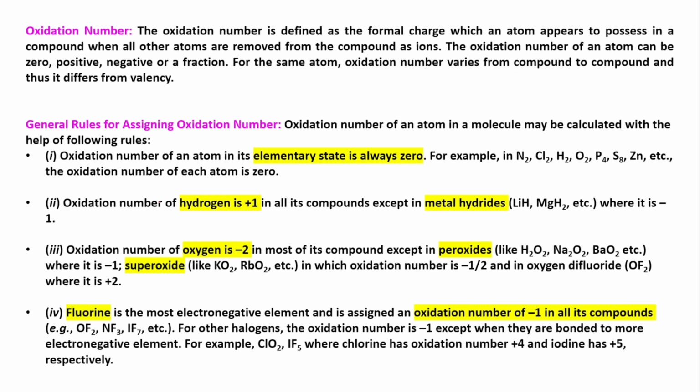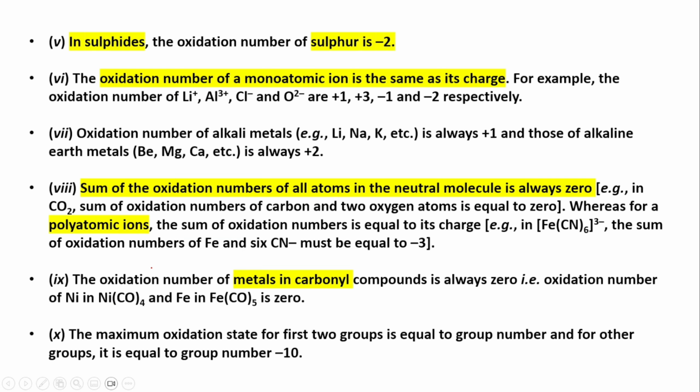Now, fluorine is the most electronegative element, so it is always assigned -1. In all the compounds, wherever fluorine exists, it is always -1. So these are the compounds where fluorine is generally taken as -1 only. Now, in sulfides, the oxidation number of sulfur is taken as -2. The oxidation number of a monoatomic ion.